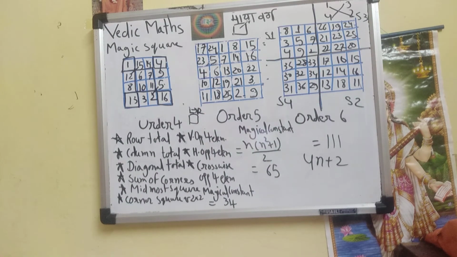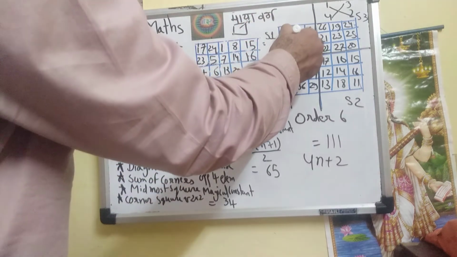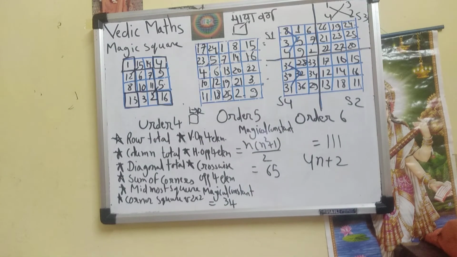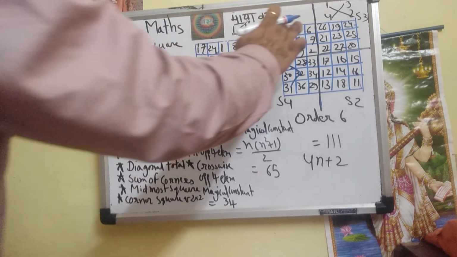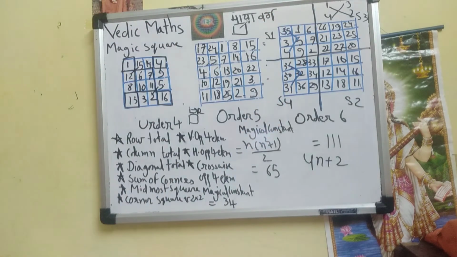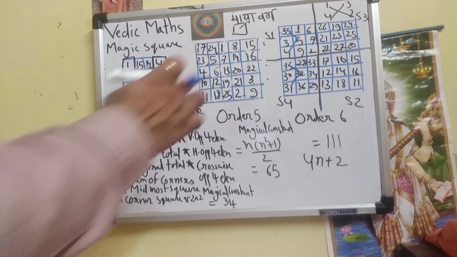So in this way we have filled numbers from 1 to 36. Now these 3 numbers are interchanged by these 3 numbers, meaning here 8 is replaced by 35. In place of 8 we will write 35. And in place of 35 we will write 8.